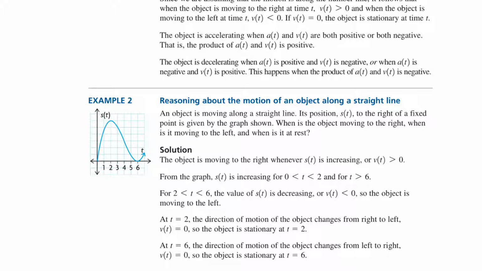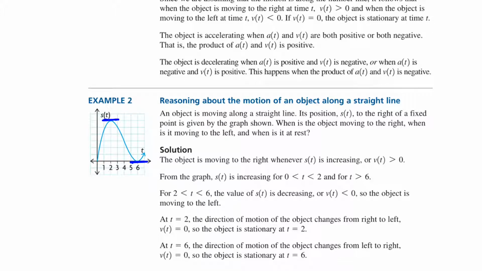Next example. An object is moving along a straight line. Its position s of t to the right of a fixed point is given by this graph. When is the object moving to the right, when is it moving to the left, and when is it at rest? The object is at rest when the derivative is 0. The derivative is 0 at 2 and 6, when the tangent line is horizontal.